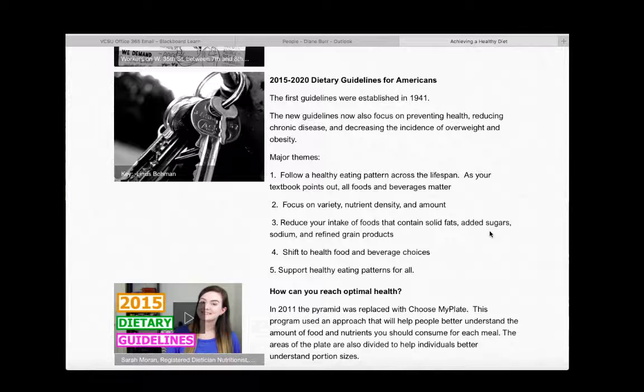3, reduce your intake of foods that contain solid fats, added sugars, sodium, and refined grain products. 4, shift to healthy food and beverage choices. And finally, 5, support healthy eating patterns for all. This initiative must spread from home to school, and your textbook gives you specific recommendations outlined by this new guide. To give us a nice summary of these new guidelines, let's listen to registered dietitian nutritionist Sarah Moran as she explains some of the major themes and changes in the new guidelines.